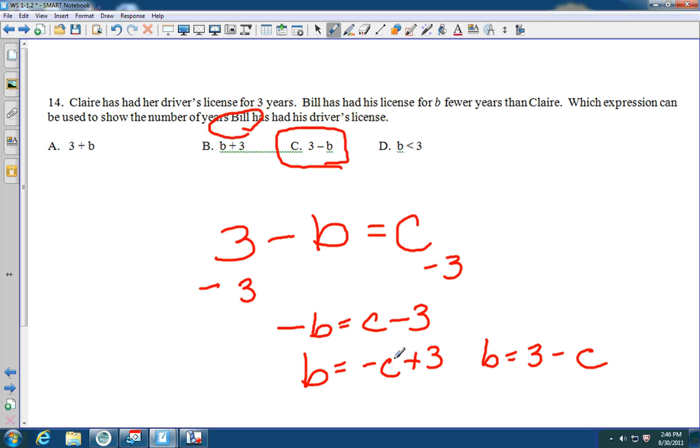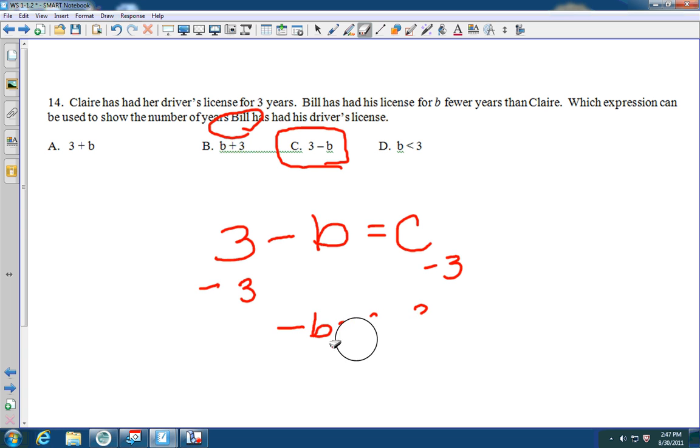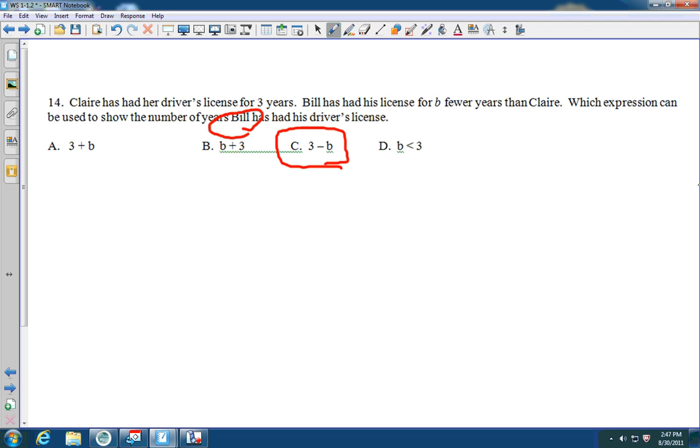I'll go with this saying, which expression can be used to find the number of years Bill has had his? Well, this is what I would do. So you're going to have to excuse me for trying to confuse you right here. Let me go back here and erase all of this. If I go through here and it says Claire's had her license for 3 years, and Bill has had his for B fewer years, so I'll subtract off how many fewer years. There it is right there, and I apologize for all that other stuff that we just went through.